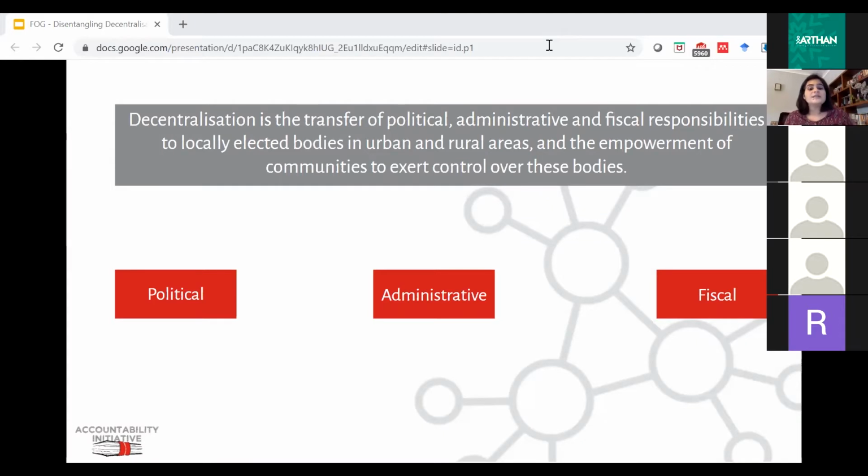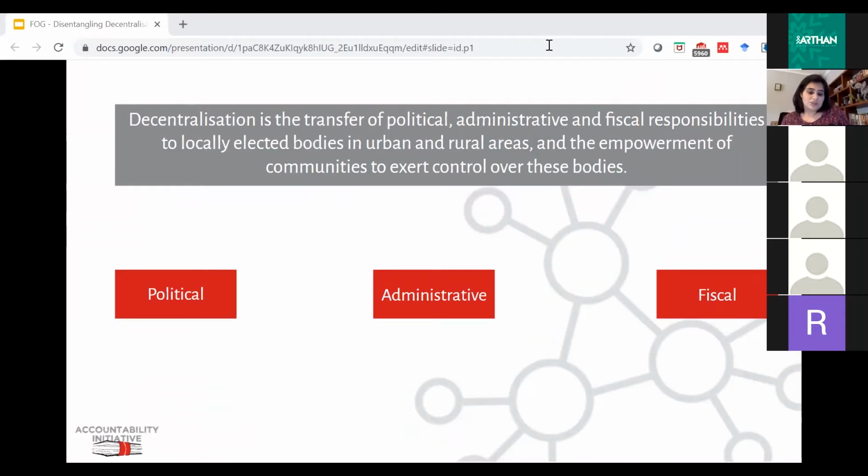So political decentralization essentially is the transfer of political power and decision-making authority to subnational governments, like I said. It could mean having constitutional rights. It could mean having rules and regulations and a framework in place that actually transfer this authority politically.